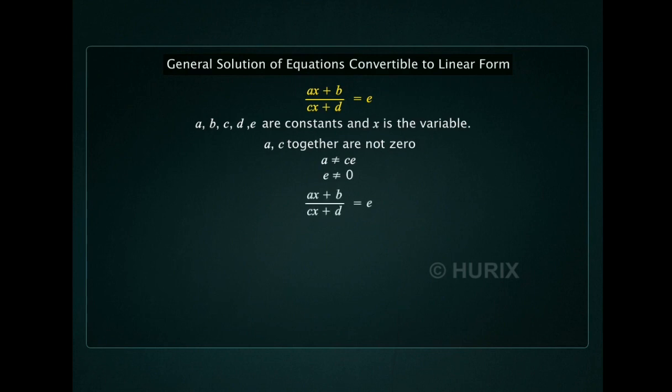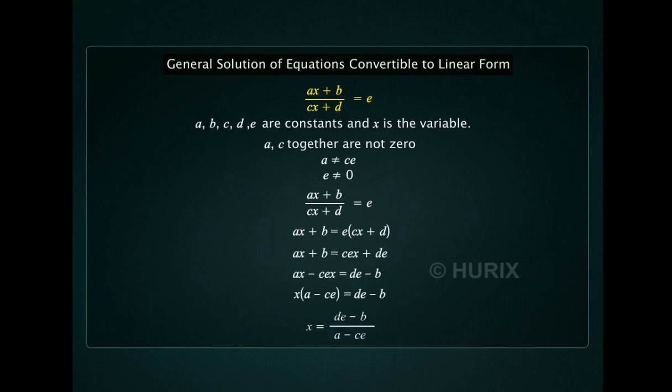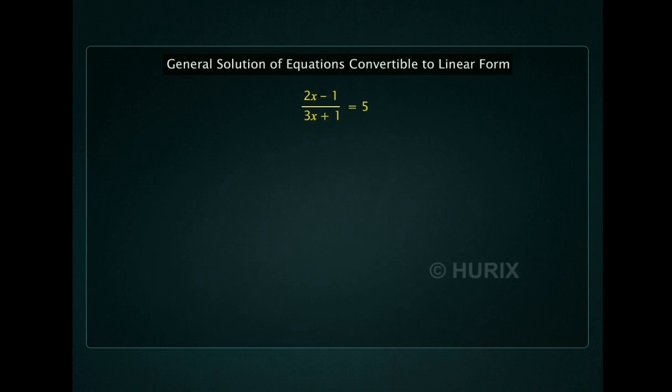Let's solve this equation using cross multiplication. We then distribute e to both terms on the right-hand side. Transpose the like terms. Here, x is the common term on the left-hand side. Let's divide both sides by a minus ce. This is a general solution that can be applied to any reducible to linear equation that is convertible to linear form. Now, let's take an example.